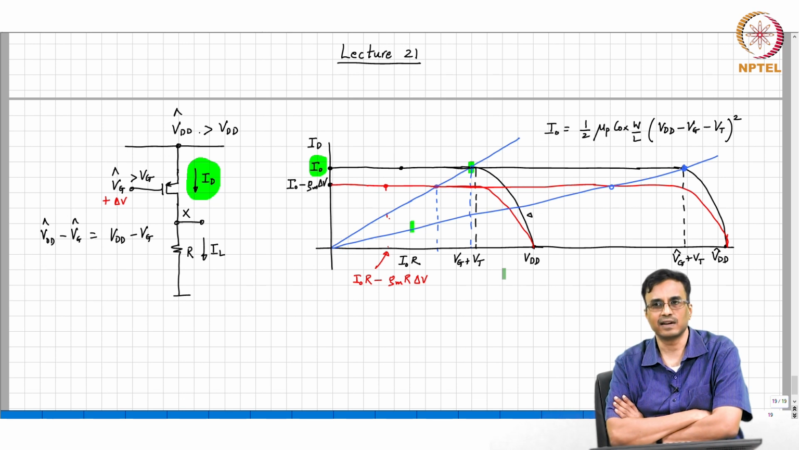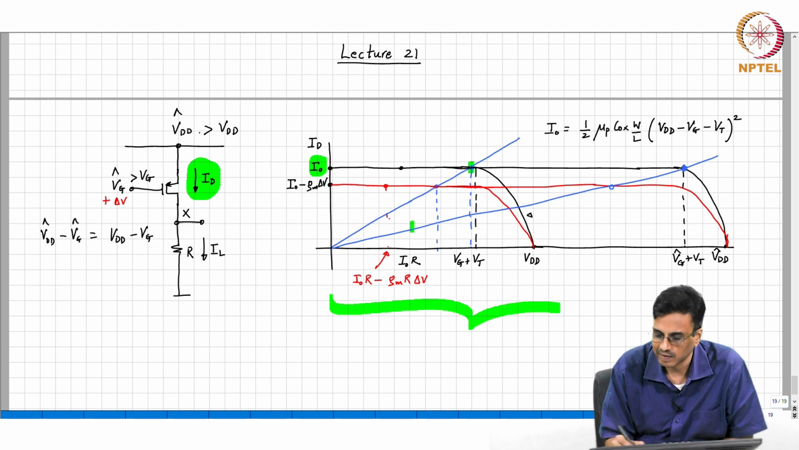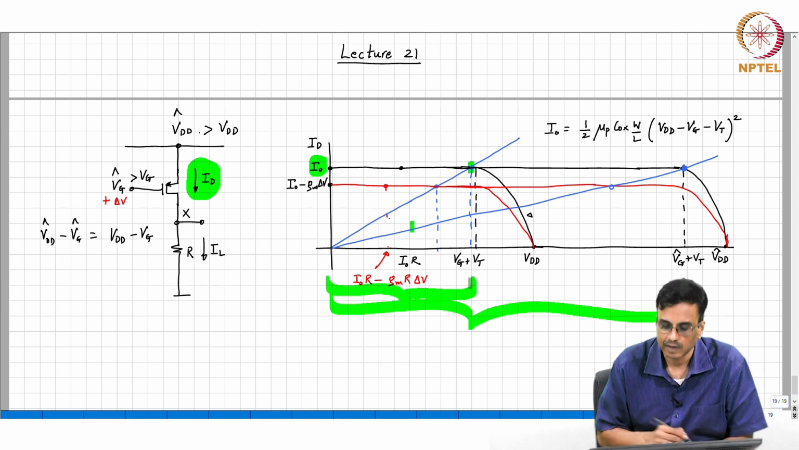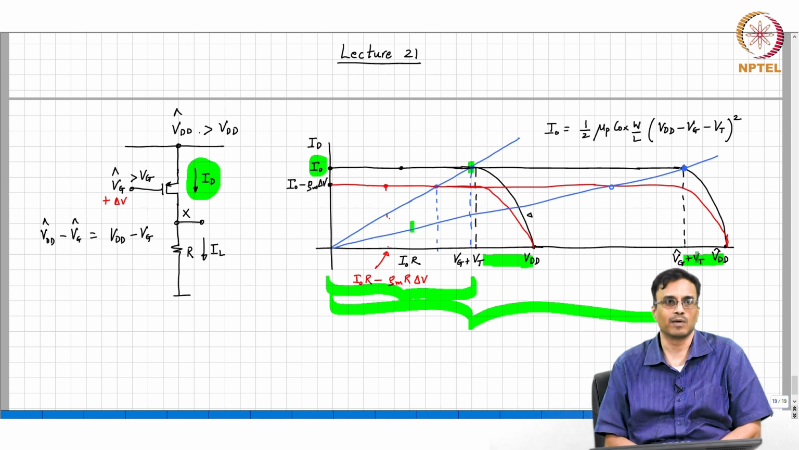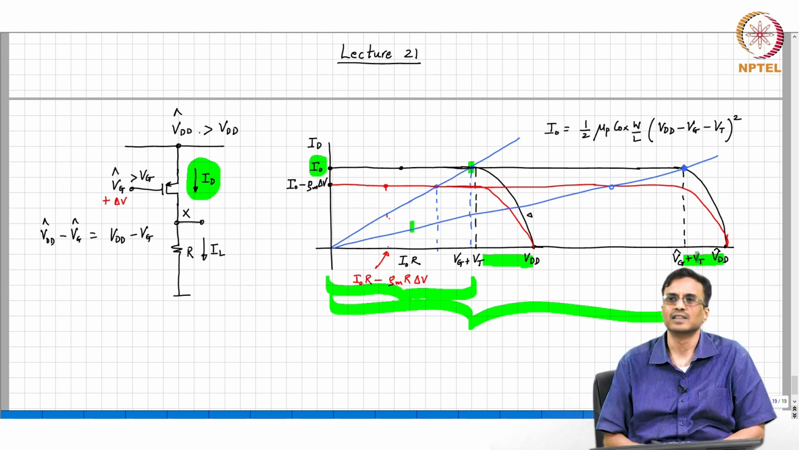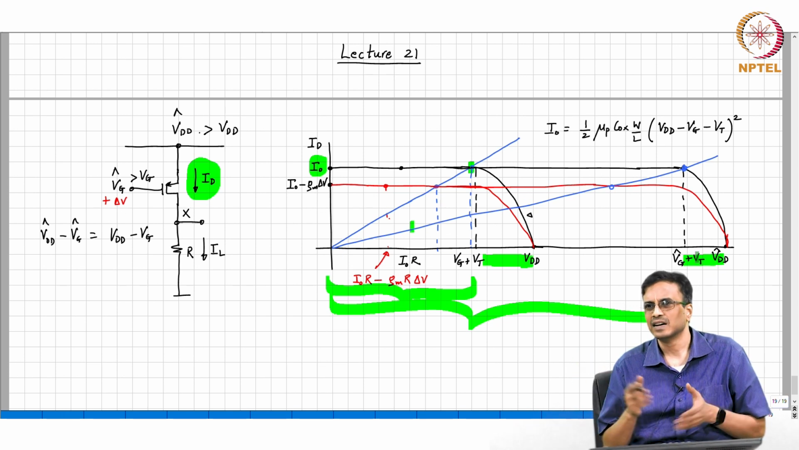If I have to increase the gain by a factor of 10, what comment can you make about the slope of the new blue line? 1 over 10. So, what comment can you make about this distance in relation to this distance? 10 times. If this is very small compared to VDD and VDD hat, what comment can you make about the new VDD? Roughly 10 times. Is this clear or no?